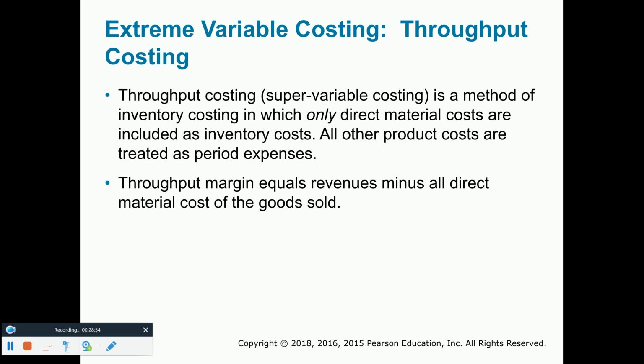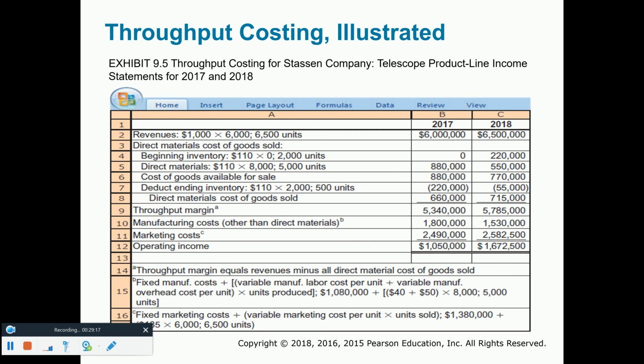And then we have this third, which is an extreme, and you can see it's actually in the title of your slide, extreme variable costing, where instead of using variable or absorption, the extreme variable is called throughput costing. You can see it's called super variable costing, where we're only including direct materials. We're totally ignoring labor and overhead in our calculations.